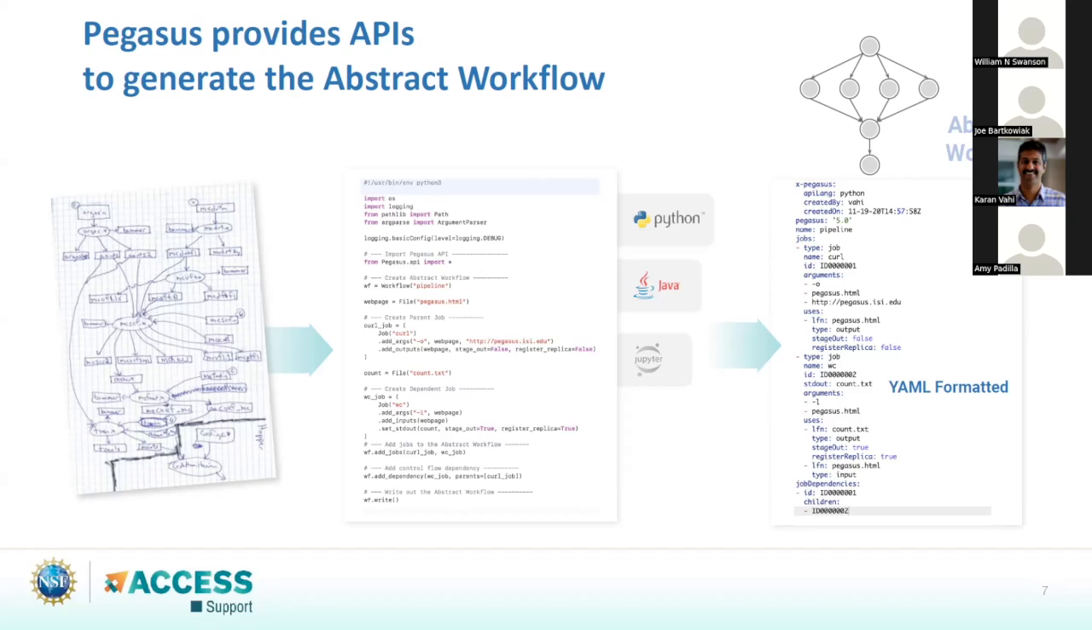We have a Python API, we have a Java API. We did have an R API, but really nobody used it, so that's getting deprecated. Python is where it is. That's pretty much all of our users now.